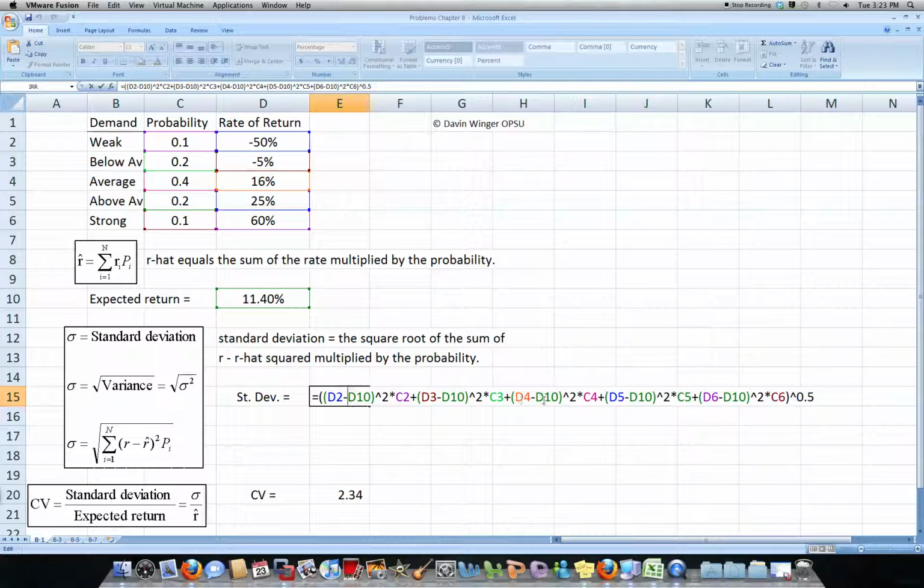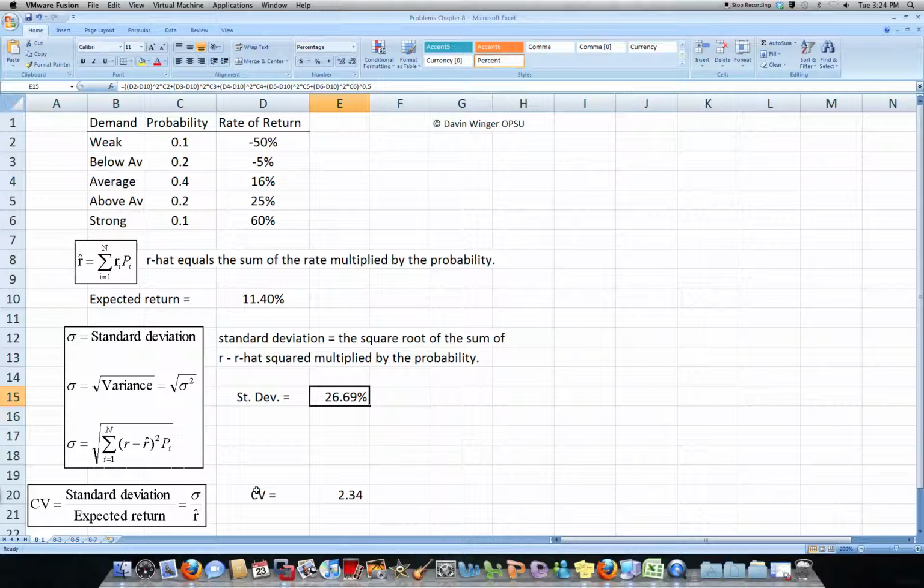Our rate minus our expected return squared times probability, plus our rate minus expected return squared times the probability, plus our rate, and so on. Then when we get to the end of this, we put our final parentheses in, and now we take the caret to the 0.5, or square root it all. We'll take the square root of all that to get our standard deviation.